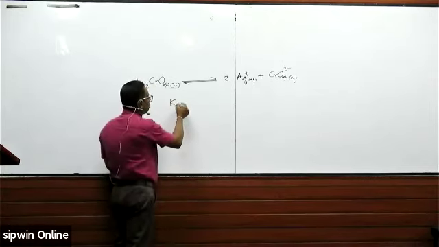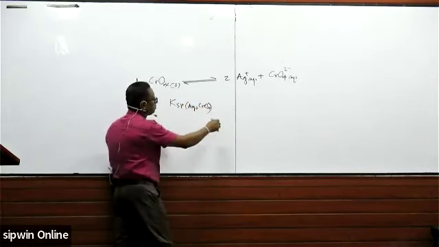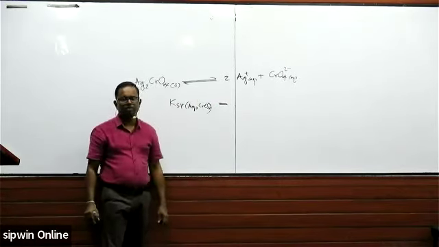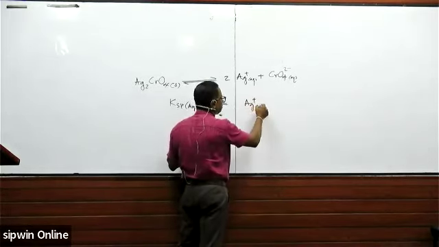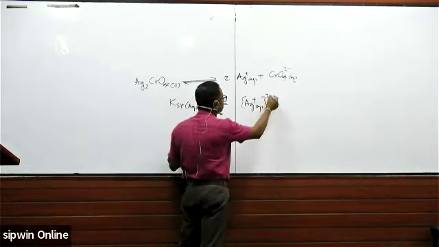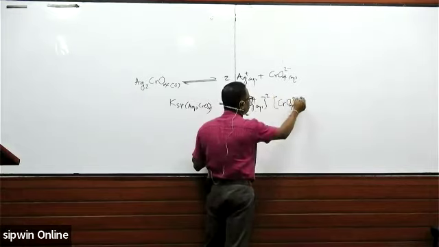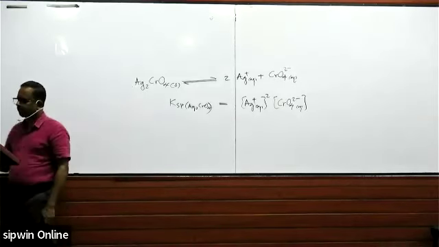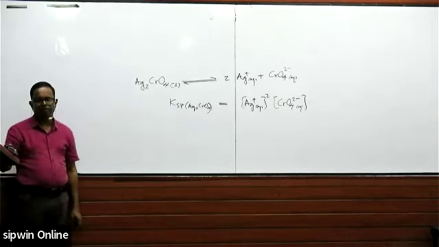Ksp of silver chromate equals silver ion aqueous concentration squared, times CrO4 2 minus aqueous concentration. Right?